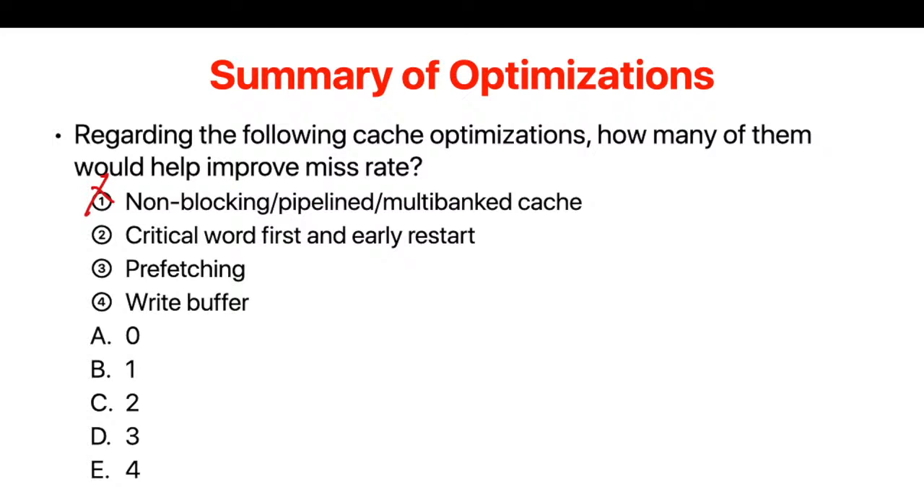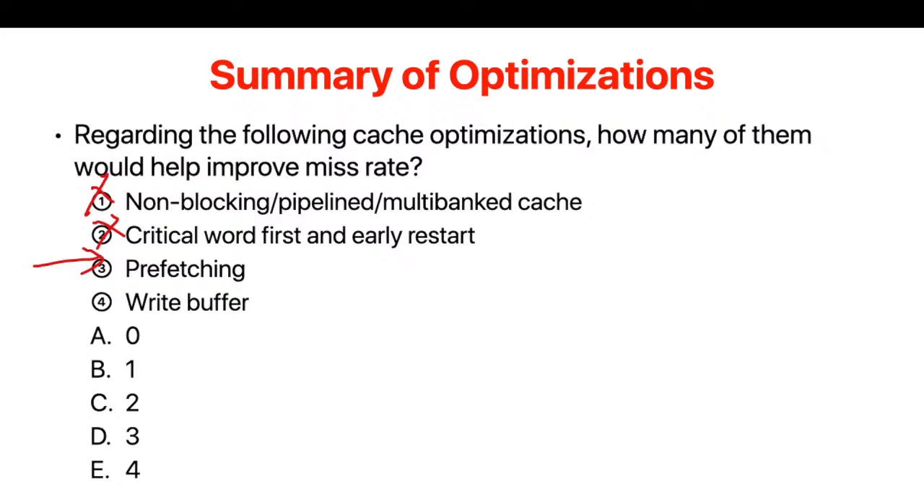How about this? Critical word first, early restart. No, right? This one neither, because it just makes your processor return to work early. How about prefetching? Yes, right? So what's the idea of prefetch? Issue the request earlier so that you can eliminate what type of miss? Compulsory miss. So it does help improve cache miss rate.